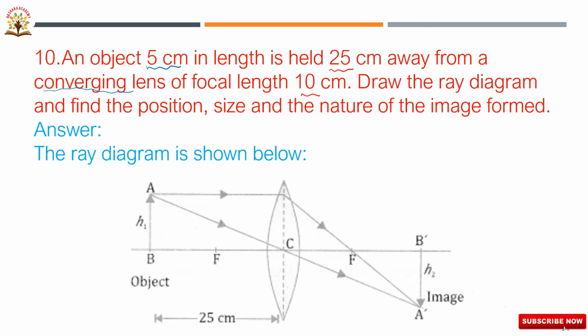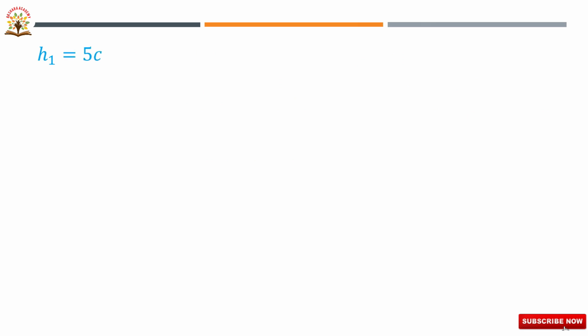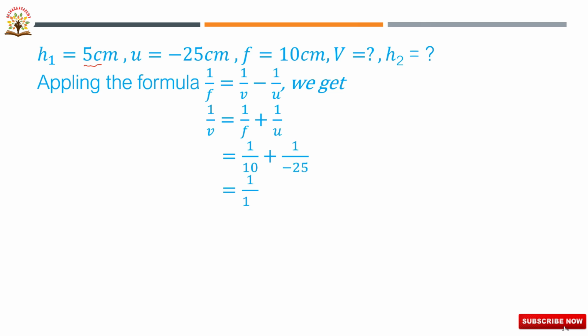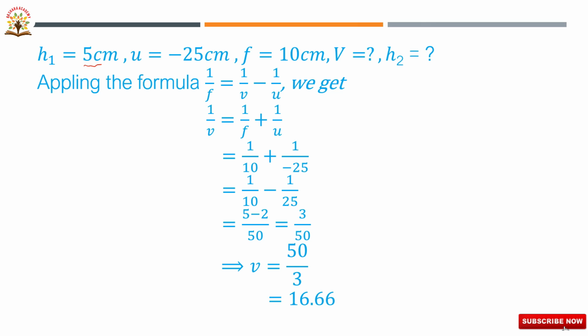Now let's discuss the nature. Calculate: H1 is equal to 5 centimeters, U is equal to minus 25 centimeters, F is equal to 10 centimeters. We are calculating the image distance and height. Applying the lens formula, 1 by F is equal to 1 by V minus 1 by U. We get 1 by V is equal to 1 by F plus 1 by U. Substituting the values, F is equal to 10 and U is equal to minus 25.